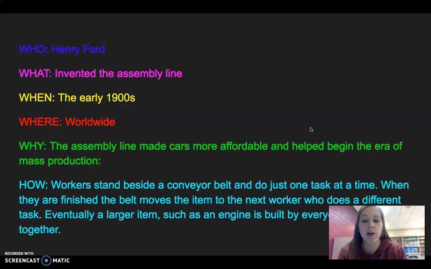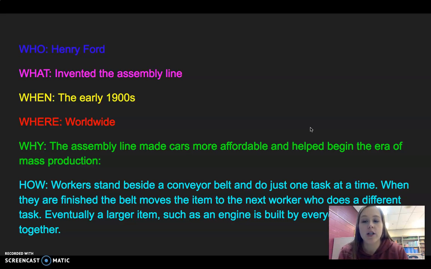And then how he created the assembly line? Workers stand beside a conveyor belt and do just one task at a time. When they are finished, the belt moves the item to the next worker who does a different task. Eventually, a larger item, such as an engine, is built by everyone working together.